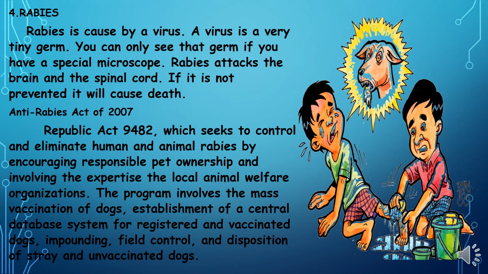According to the Anti-Rabies Act of 2007, Republic Act 9482, which seeks to control and eliminate human and animal rabies by encouraging responsible pet ownership and involving the expertise of local animal welfare organizations. The program involves the mass vaccination of dogs, establishment of a central database system for registered and vaccinated dogs, impounding, field control, and disposition of stray and unvaccinated dogs.